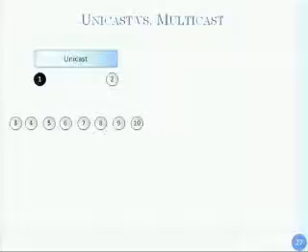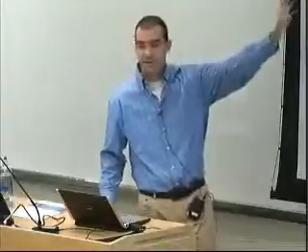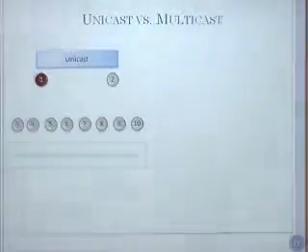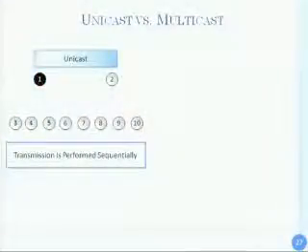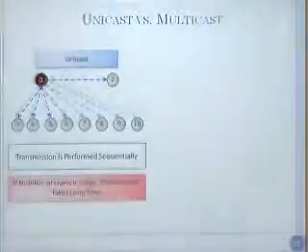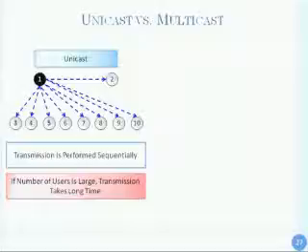Now, when you use push-based communication, one question that pops up is whether commands or data are unicast or multicast. Okay? To illustrate the difference between the two, consider this 10-user scenario in which user one's computer has to send commands to all of the other computers. Okay? With unicast, this transmission is performed sequentially. So if there are a large number of destinations, this transmission can take a long time.